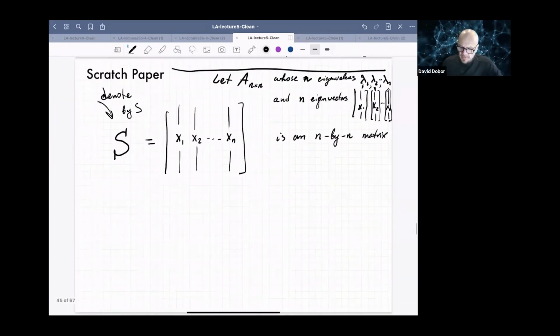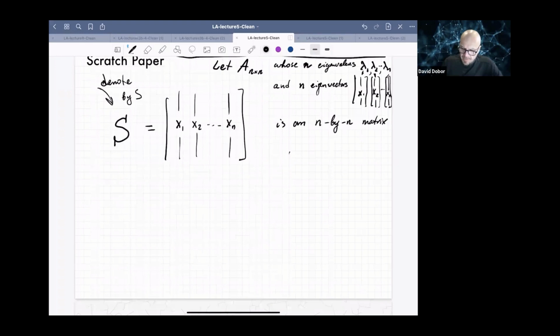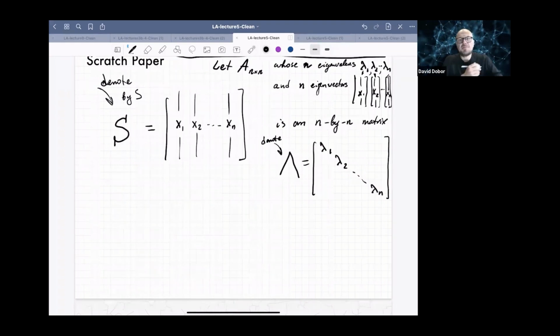And now here's my question. Also, I'm going to take these lambdas and denote by lambda this matrix here, a diagonal matrix that has lambdas on the diagonal, n of them. Again, this is an n by n matrix, and all the unfilled entries are zeros. That's a diagonal matrix. So just notation so far. All we did is we took the original matrix A, found its eigenvalues, and put them into a diagonal matrix like this. Set them aside. Then I found the n eigenvectors, each eigenvector associated with an eigenvalue, and put them in a matrix that we called S. That's all we did.